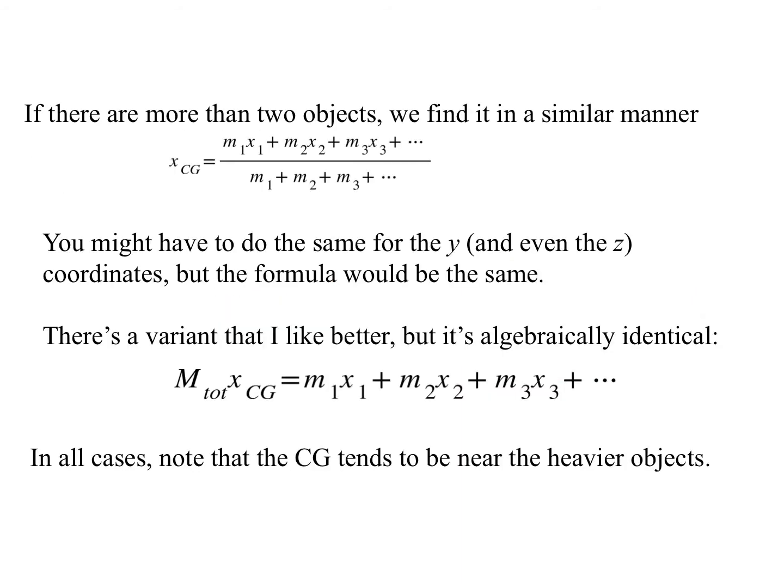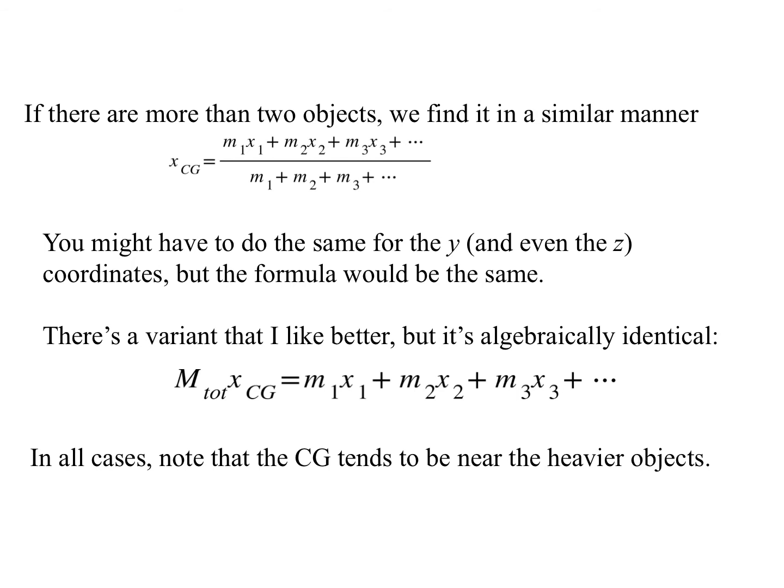If there are more than two objects, we find it in a similar manner. We just say the center of gravity is each mass times each position that the mass is at, all summed up divided by the total mass. If the object can move in 2 or 3 dimensions, then you might have to do the same for the y and even for the z coordinates, but the formula would be the same. You just replace every x with a y or with a z.